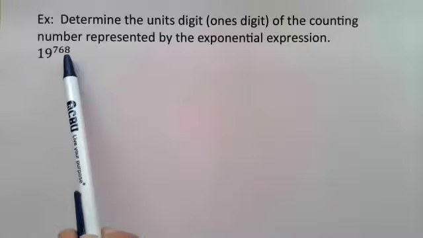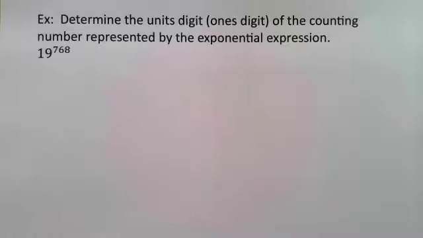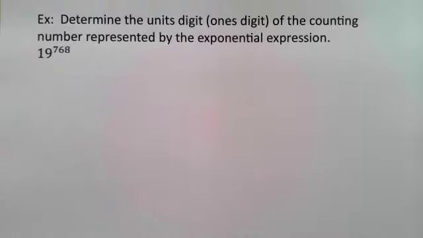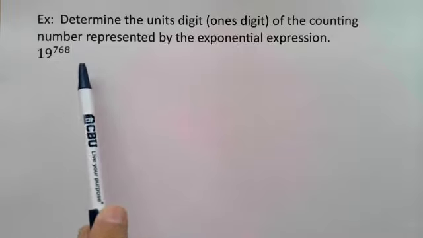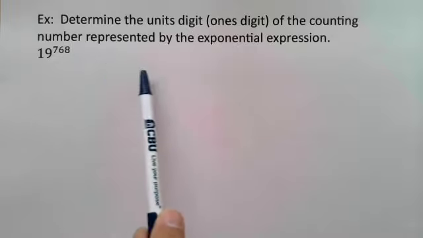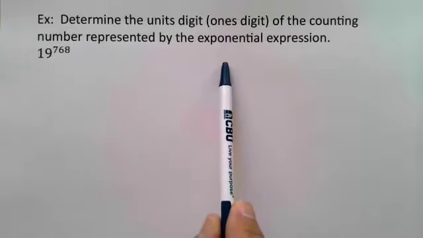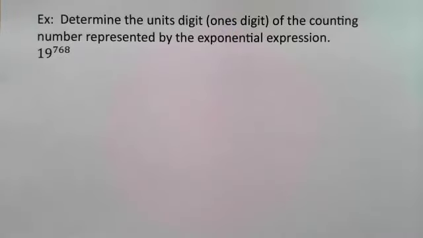It's a weird question. What's 19 to the power of 768? That means 19 times 19 times 19 times 19, 768 times. It's a really big number. And we're not being asked for the answer to this. We're just being asked in that really big number, what digit comes at the end? What digit comes in the ones place at the very end?